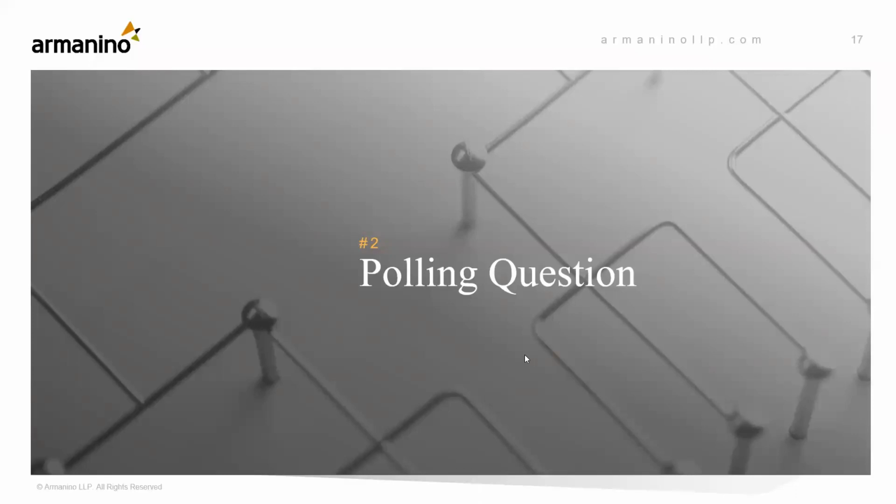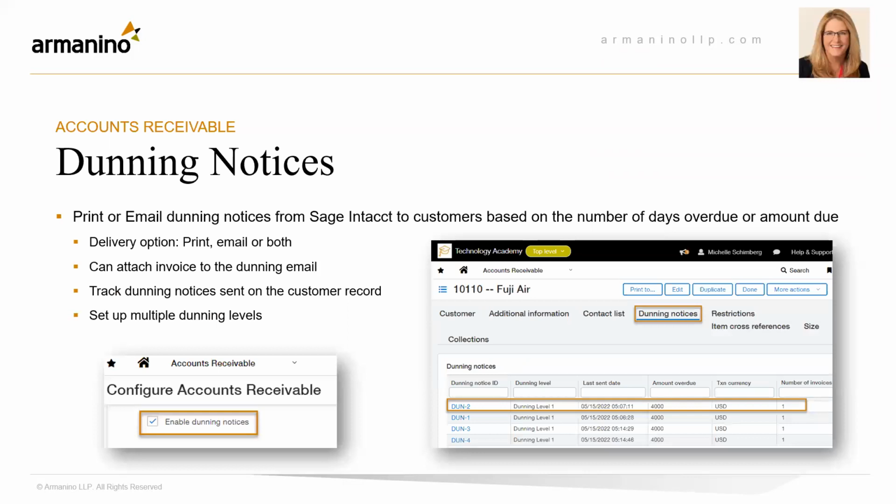Well, good news. Intacct has released dunning notices in the system. So dunning notices, you can print or email dunning notices from Sage Intacct to customers based on the number of days overdue or the amount due. The delivery option is print, email, or both. You can attach the invoice to a dunning email. You can track dunning email notices sent on a customer record, and you can set up multiple dunning levels. So let's go see that in the system.